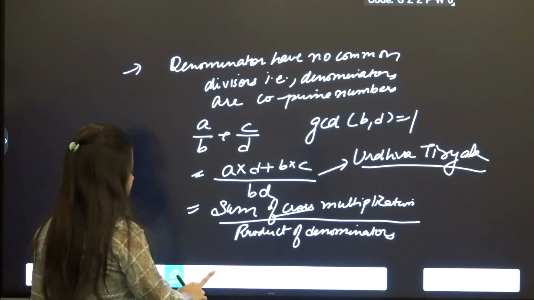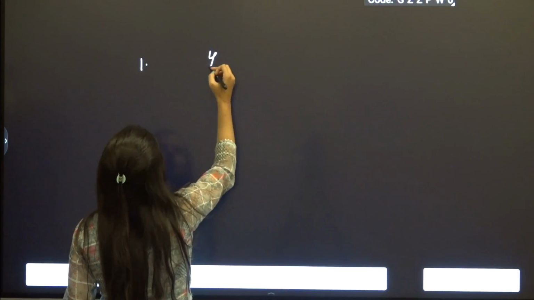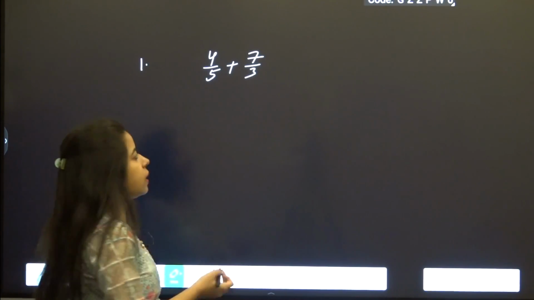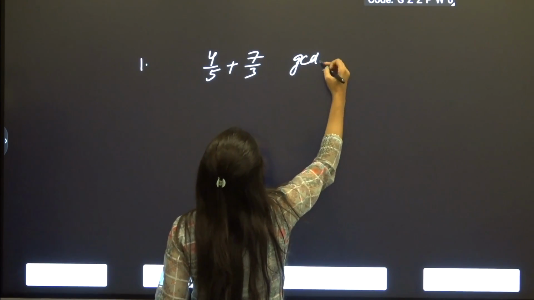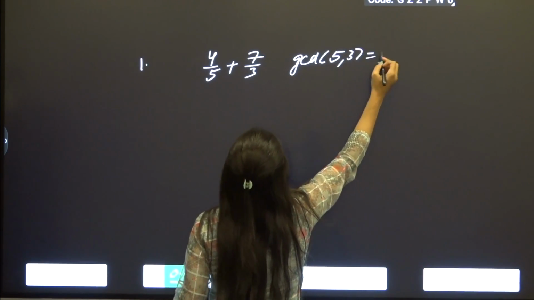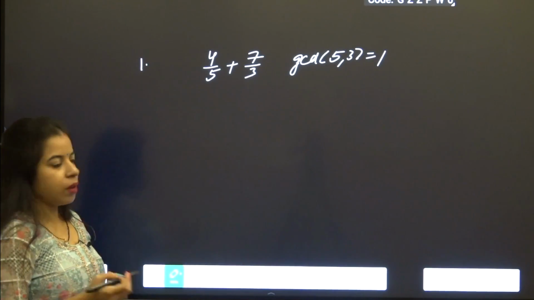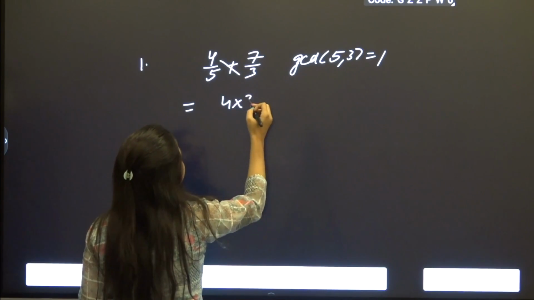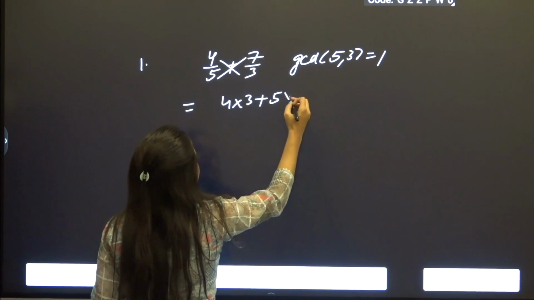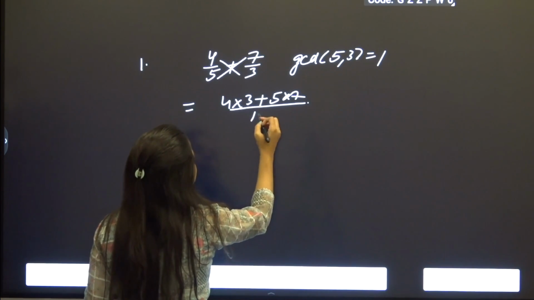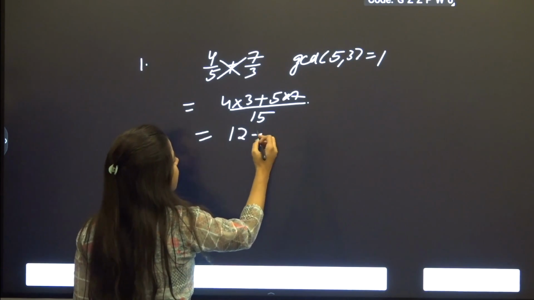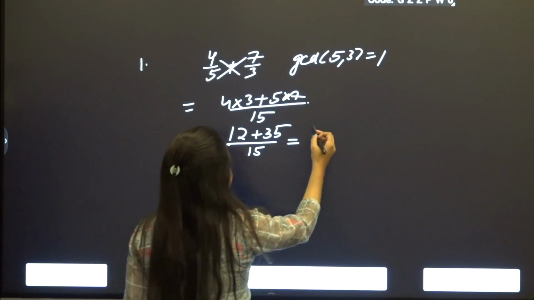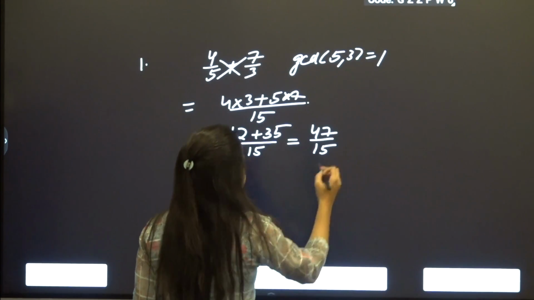Okay, let us take an example. Say we have 4 by 5 plus 7 by 3. Now we can see that GCD of 5 and 3 is 1. So what will be the answer? 4 into 3, just cross multiply and add. 4 into 3 plus 5 into 7 upon 5 into 3, which is 15. So this is 12 plus 35 by 15, and this will be 47 by 15.